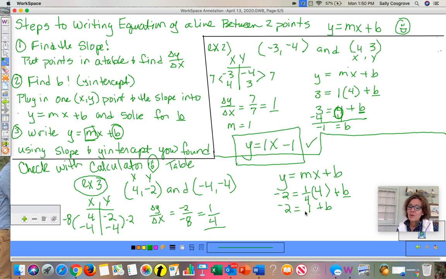To solve for b, we're going to undo this plus 1 by subtracting. -2 minus 1 is -3. 1 minus 1 is 0, and we bring down b. So do you see who our y-intercept is? It's -3. Now we can take this y-intercept and this slope and put it into y equals mx plus b. So y equals 1/4 x minus 3. And that's correct.